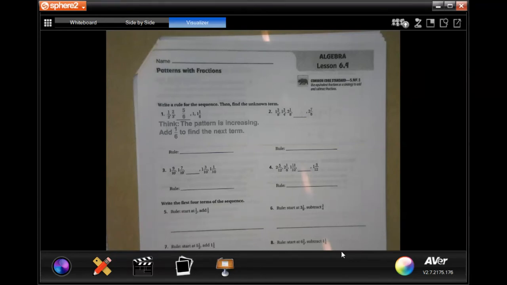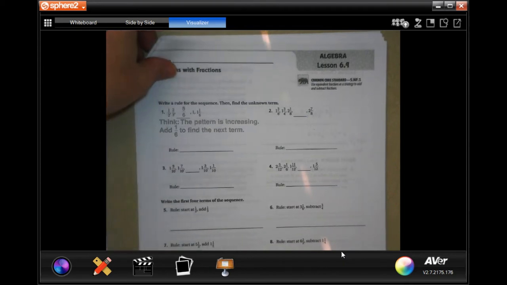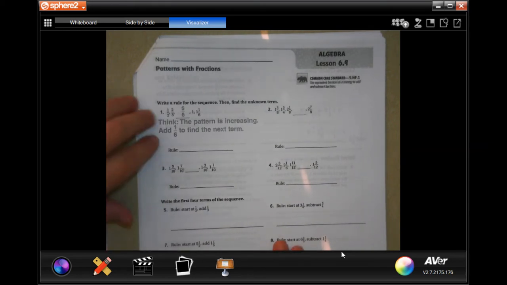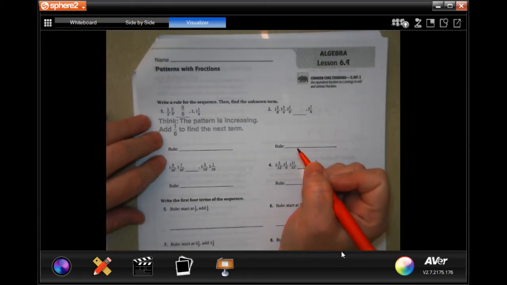We're going to go ahead and get started with number 2. I know that these look kind of complicated because they're fractions. Don't freak out. It's actually pretty easy. We're going to get started, okay? All we're working with is either subtraction or addition.